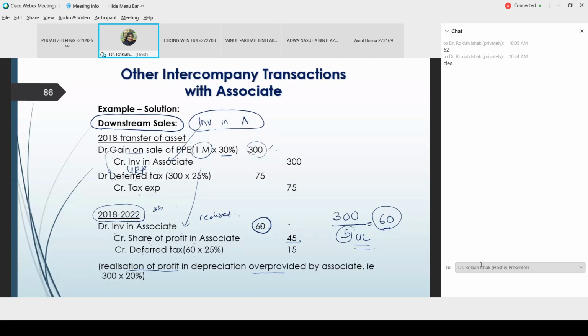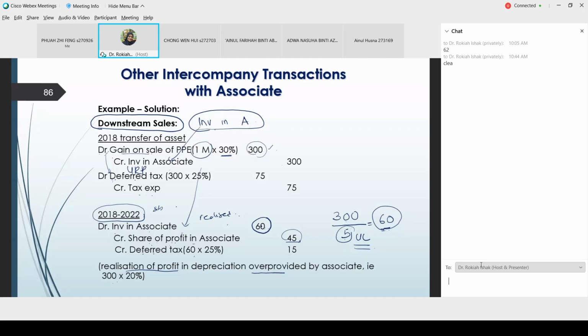So every year we're going to recognize the same journal entry for the next year, 2019, 2020, until the end of the useful life. The amount that you're going to realize as profit is 60 through the use of the asset. Where do you get this? From the 300 divided by 5, the useful life, so you have 60. From that 60, the portion for the profit is only 45 because it's subject to tax, another 15 here. So this is what you have for depreciable assets. Any question for this one?